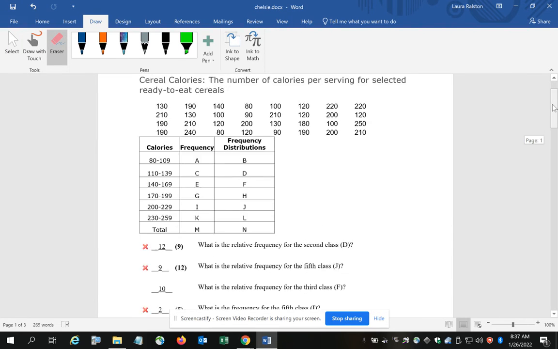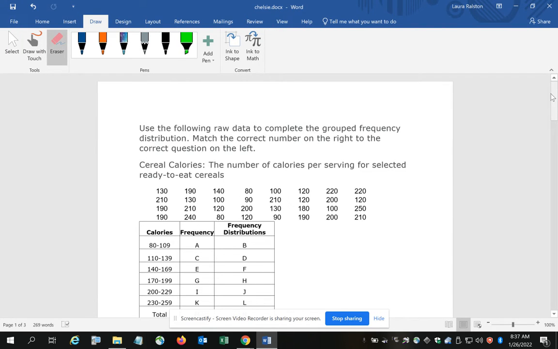Some of you seem to be having difficulty with the homework on frequency distributions under Module 2. So I want to walk through it. The question itself is actually matching, but the first thing you have to do is create the corresponding frequency distribution. This is one of the problems, and it says use the following raw data to complete the grouped frequency distribution. Match the correct number on the right to the correct question on the left.